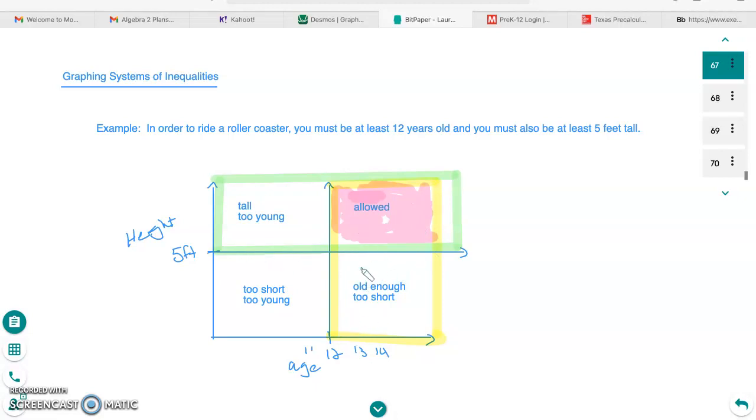You're going to graph your two lines. You're going to shade on one side or the other depending on the requirements, and it's the overlap area that is the solution area. So I'll change this back to blue. This is the solution area. Anything that is in that area is a solution. Anything that's not, even if it's in the green area or the yellow area, is not a solution.